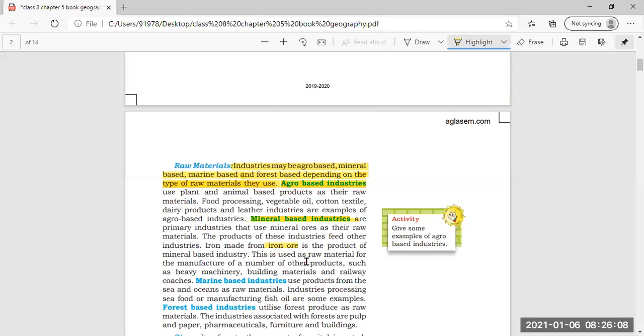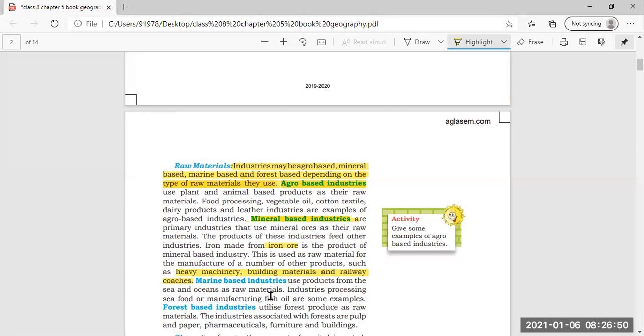So iron ore will be the raw material for the iron based industries, and this is used as raw material for the manufacture of a number of other products such as heavy machinery, building materials, and railway coaches. So this makes it clear that iron ore is the raw material which is converted to make iron, and then that iron is used to manufacture a number of products such as heavy machinery, building materials, and railway coaches. These are made from iron ore only.